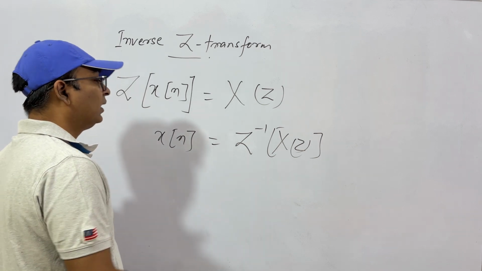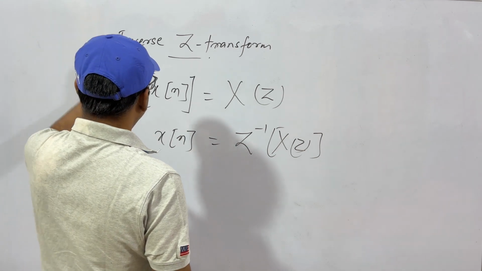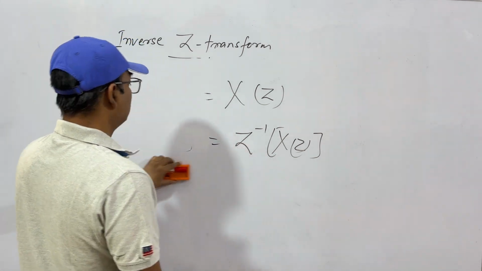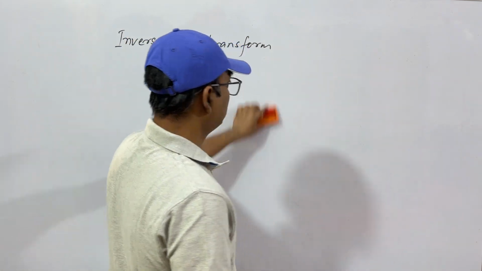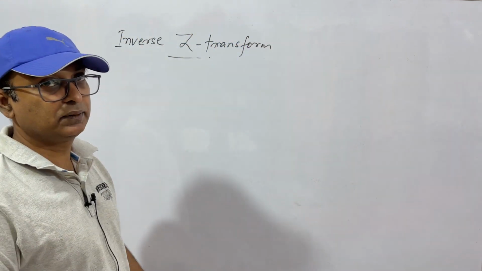Now, how do we find the inverse Z transform? That is important. There are several methods. There are several techniques. First is power series method. Second is by partial fraction method.